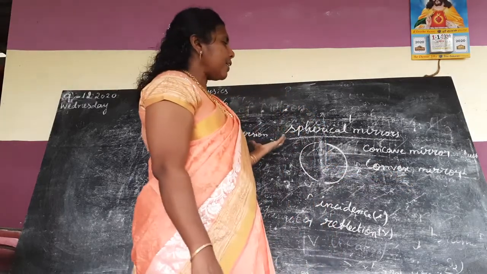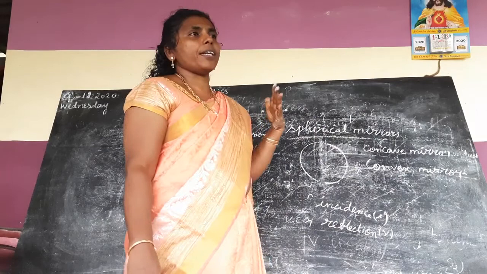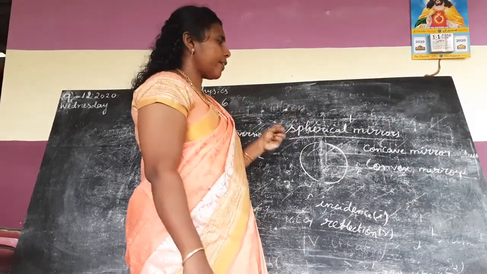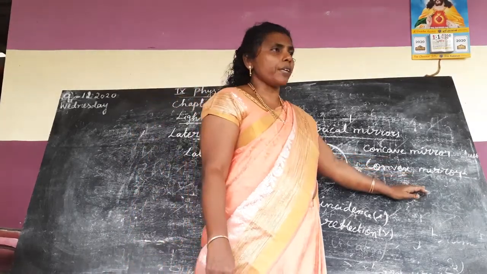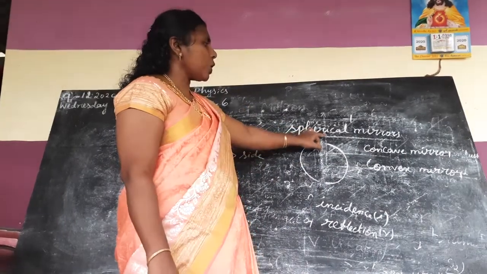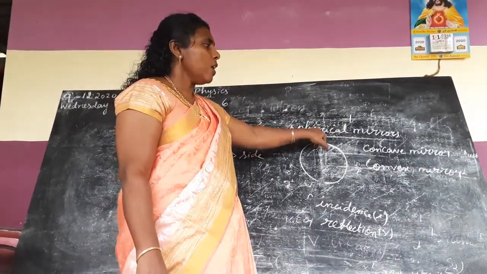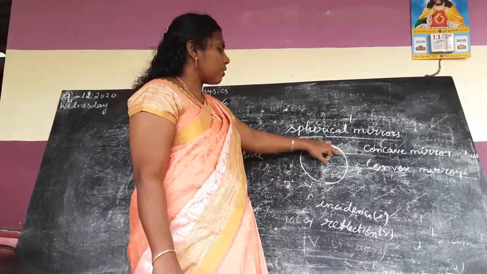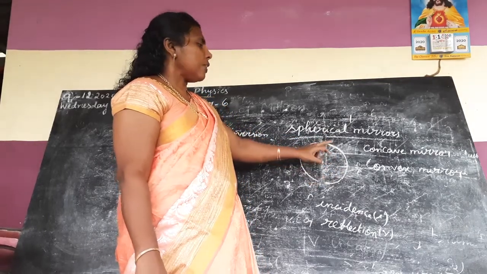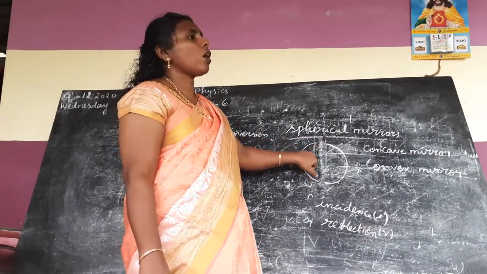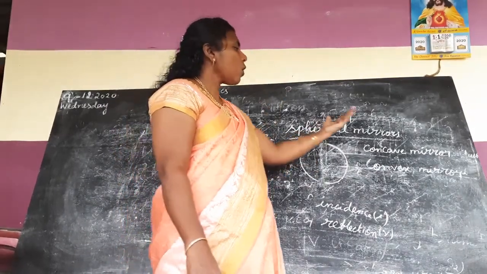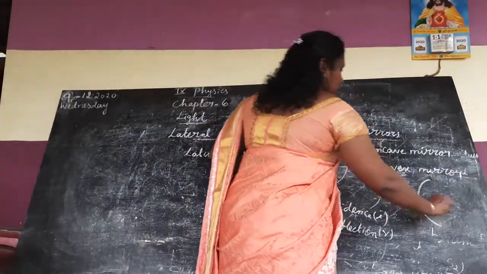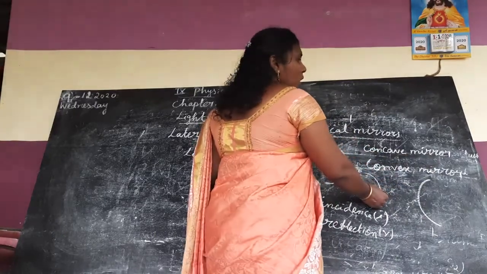Now we can learn how to draw the ray diagram, and some rules are there to draw the ray diagram. Those rules also we can learn now. First you should know the spherical mirrors are of two types: concave mirror and convex mirror. The reflecting surface curved inward is called concave mirror, and the reflecting surface curved outward is called convex mirror. So we can draw concave mirror like this, convex mirror like this. This is the convex mirror, this one is the concave mirror.